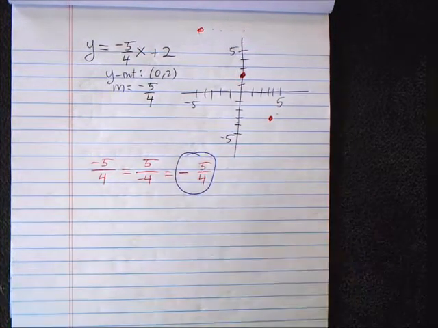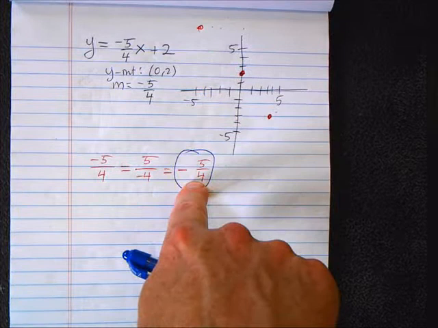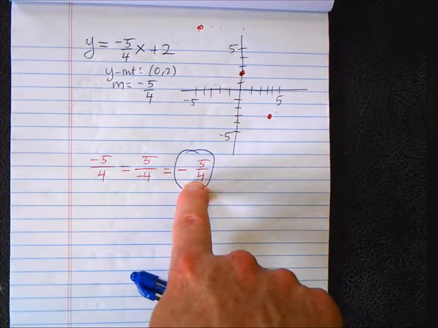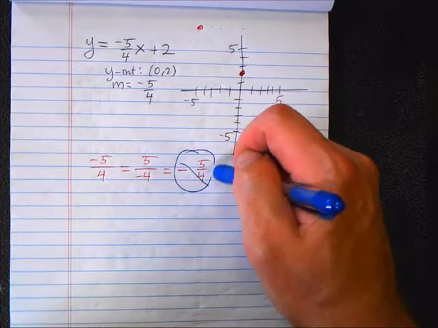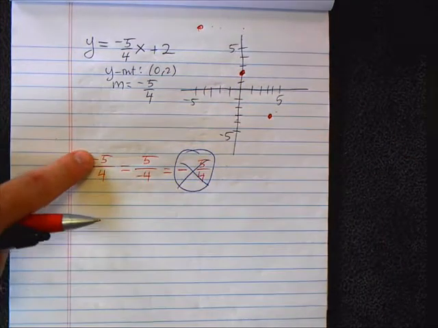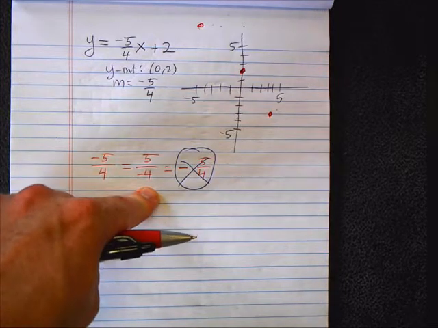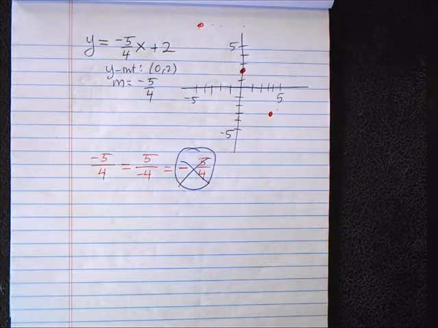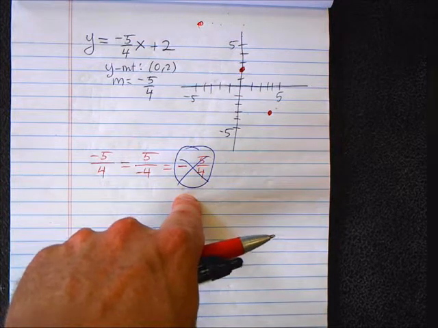Writing it this way leads to confusion. So if I'm dealing with slope, I generally will not write my answer that way, because I've seen a lot of students think that both the 5 and the 4 are negative, but it's not. Either the 5 is negative or the 4 is negative. It doesn't matter which one. Not that this is wrong, it just leads to confusion. And that's why I generally don't write it that way.